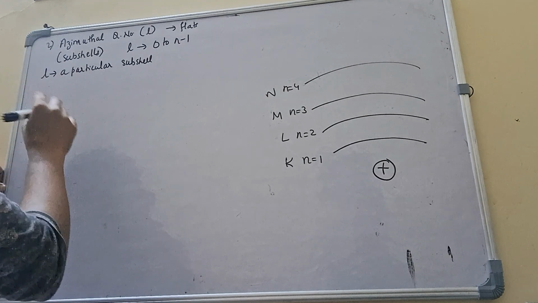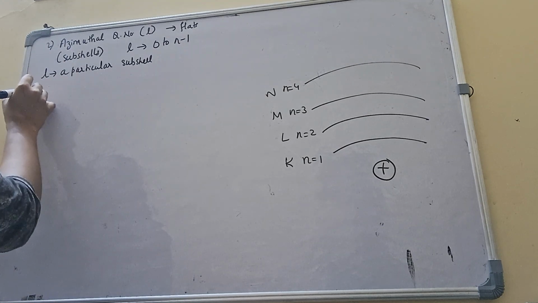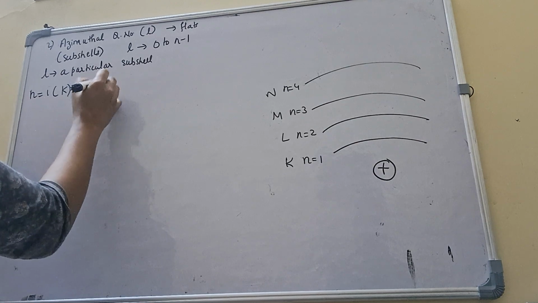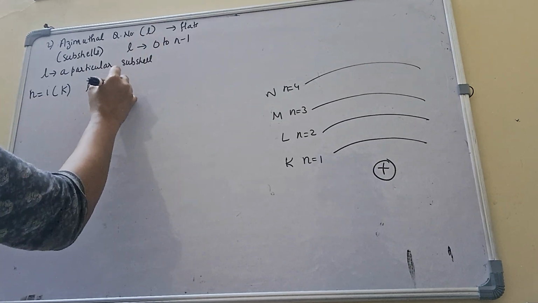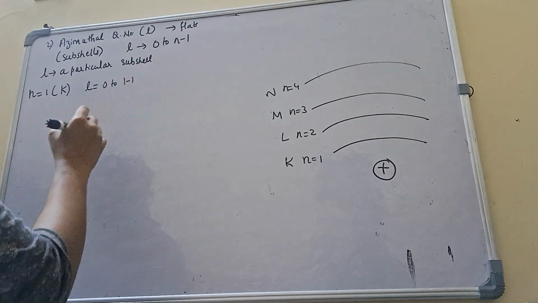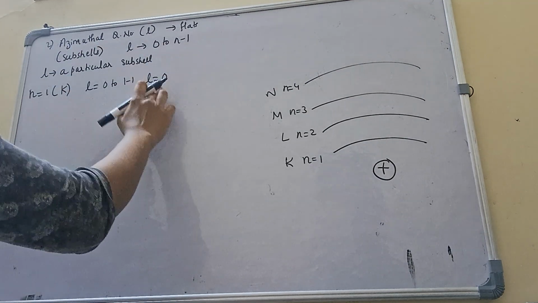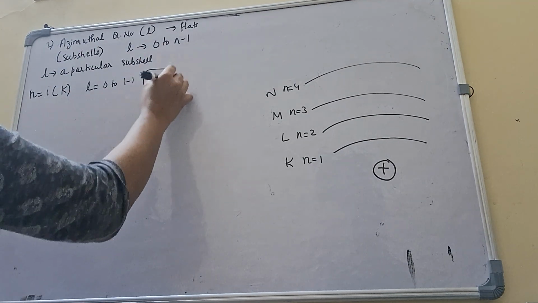What is the meaning of this? I tell you. Now if you are talking about n is equal to 1, that is K shell, what will be the value of L? Write it, 0 to n minus 1. n is 1 here, 1 minus 1 is 0, that means L is 0. And if L is 0, this has a particular thing.